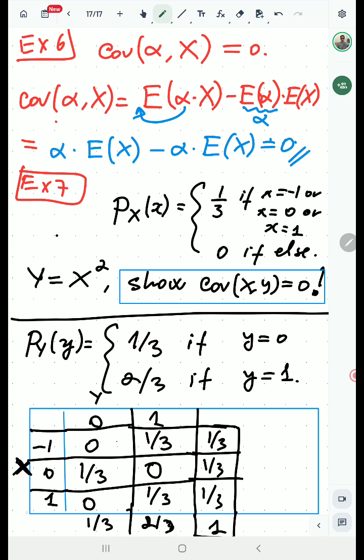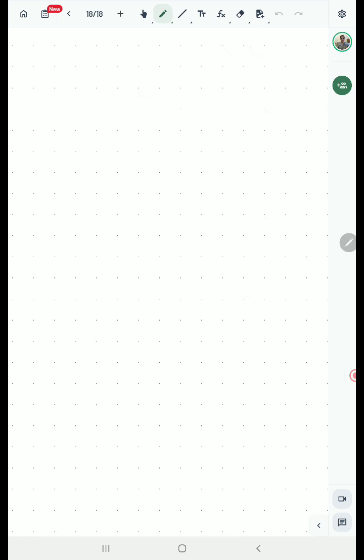The result is also 1. So this is the PMF of y, and this is the PMF of x. Agree? Great. Now let's find the expectation of x, because we need to show that the covariance is 0.